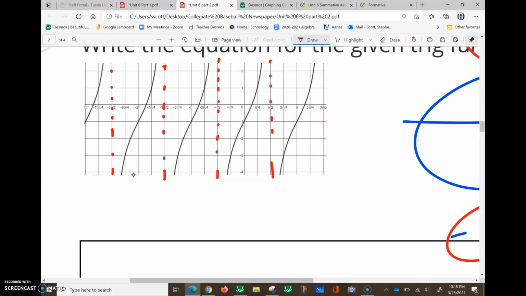So what does that tell me? Well, that tells me the input values weren't affected at all. So there's no horizontal shift. There's no amplitude. Sorry, let me backtrack. There's no period change or anything like that. So right away, I know it's tangent.